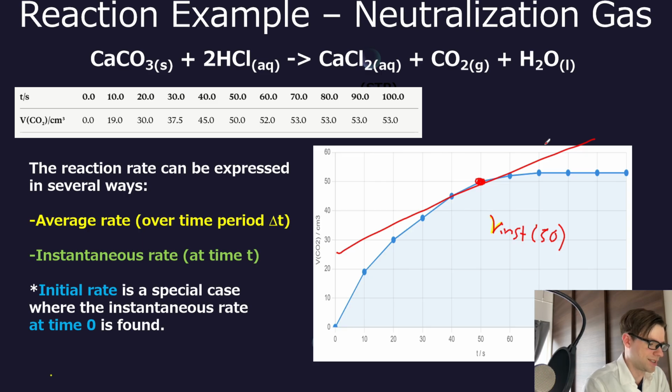And again, if you want to find the initial rate, that's just the instantaneous rate at 0, 0, at time 0. So you would find the slope of a line like this. This is instantaneous at time 0. And this is equal to what we call the initial rate.